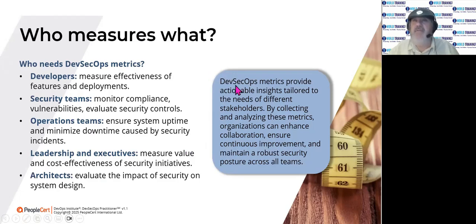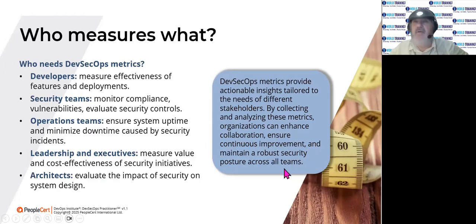In general, DevSecOps metrics provide insights that are tailored to the needs of specific stakeholders, or at least they can be interpreted in the context of the different stakeholder roles. By collecting and analyzing these metrics, organizations can enhance collaboration as well, because it gives you something concrete to talk about. Data tends to be objective. Ensure continuous improvement, maintain robust security posture across all teams.